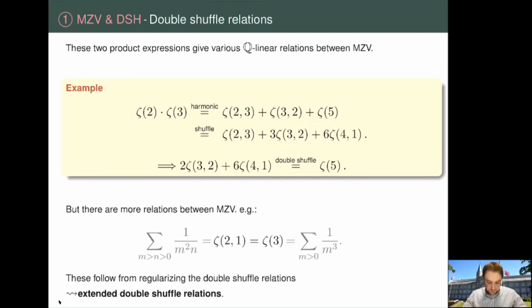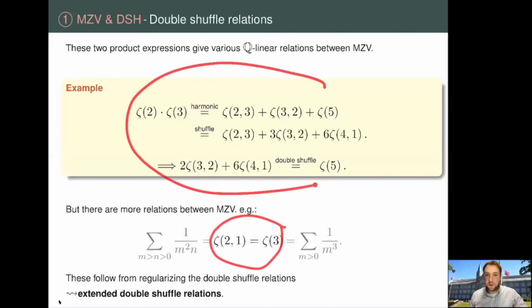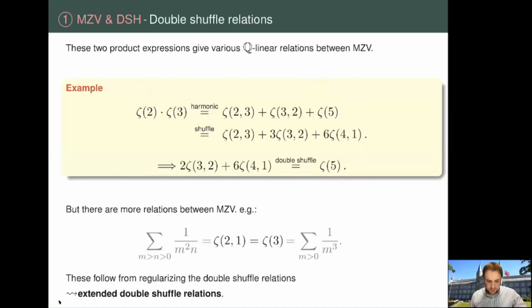get all relations. So for example, it was already shown by Euler that zeta(2,1), which by definition is this sum here, equals zeta 3, which by definition is this. And this is a non-trivial relation. But also this cannot follow from this here, because to get something in weight 3, I would need to multiply zeta 2 with zeta 1, but zeta 1 is not defined.